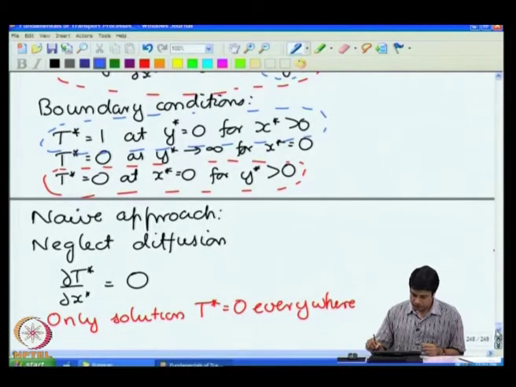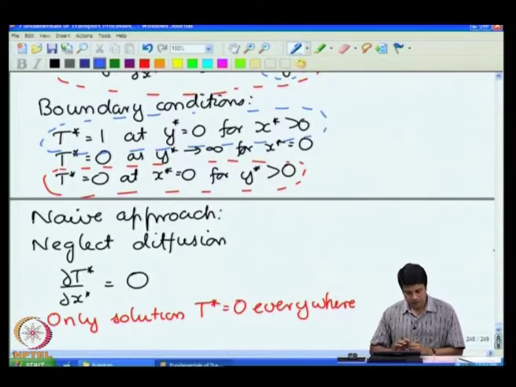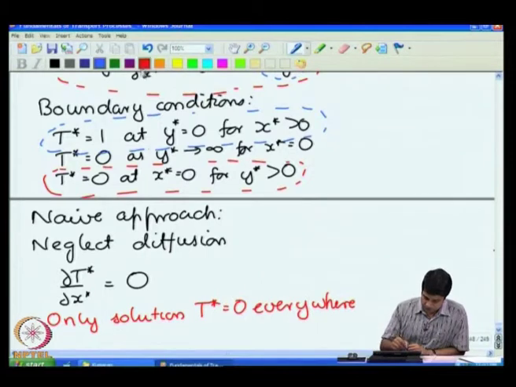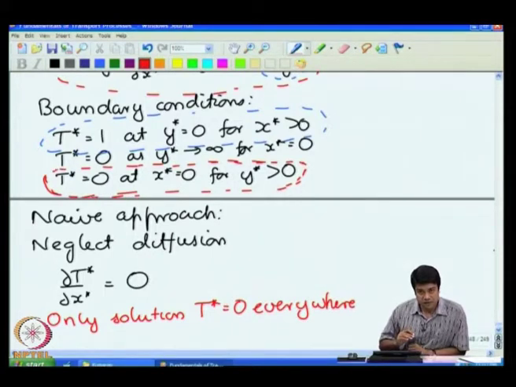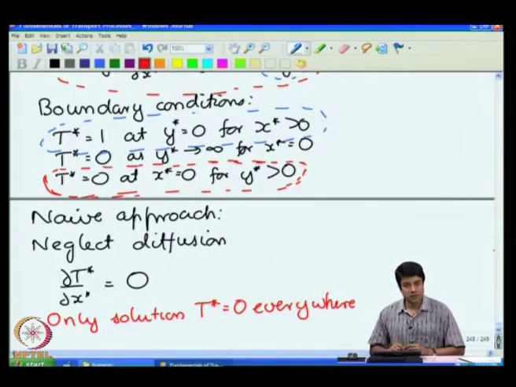Note that this condition says that T star is equal to 0 at x star is equal to 0 for y greater than 0. Note this condition, it says for y greater than 0. Because at the surface itself the velocity is equal to 0, there is no transport along the surface. So, for y greater than 0, T has to be equal to 0. The other boundary condition says that T star is equal to 1 exactly at y is equal to 0.